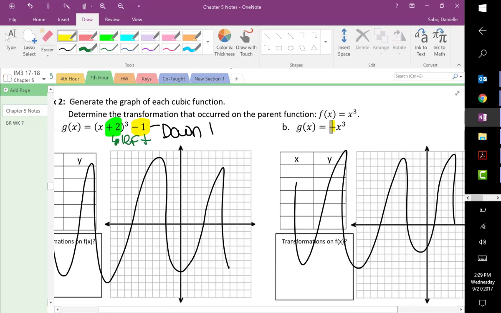What does this negative all the way out in the front next to the equal sign represent in transformations? Good. Over what? Very good.